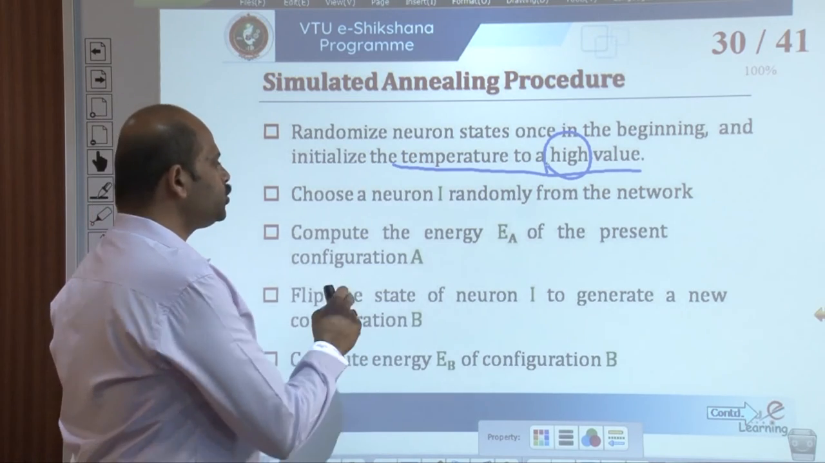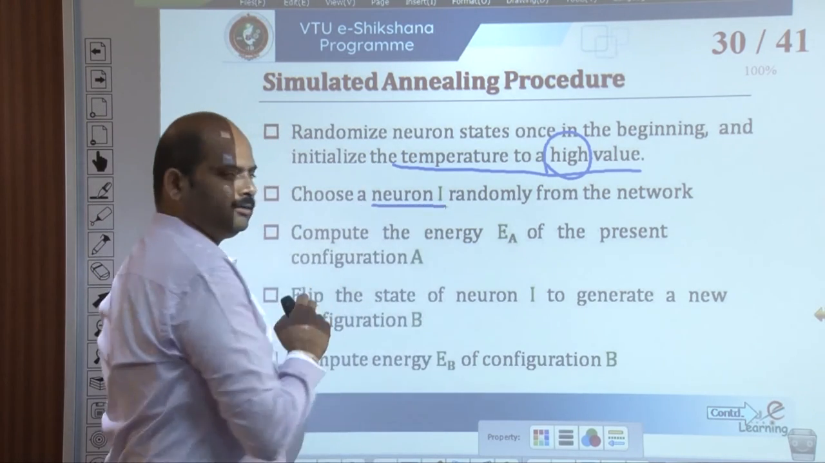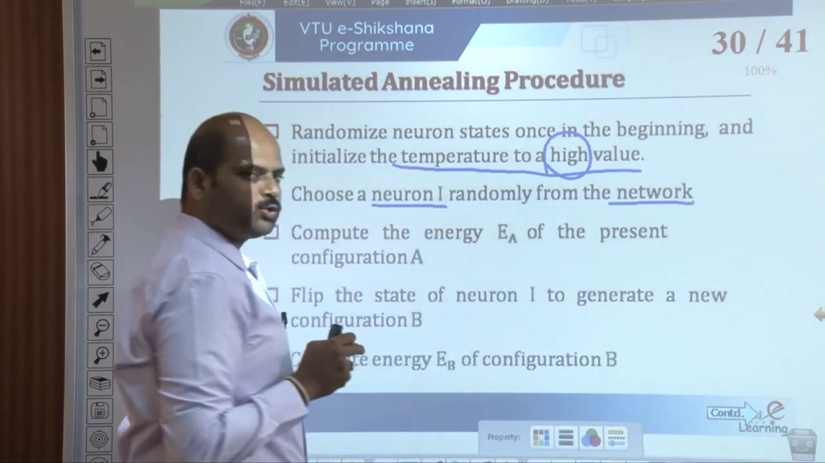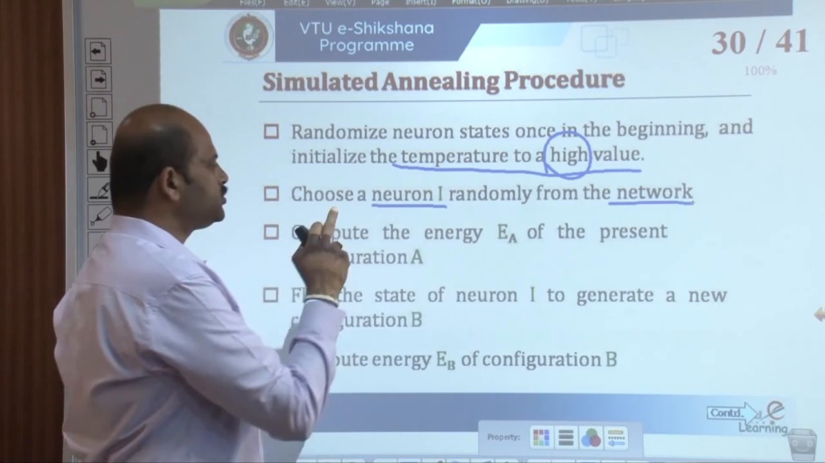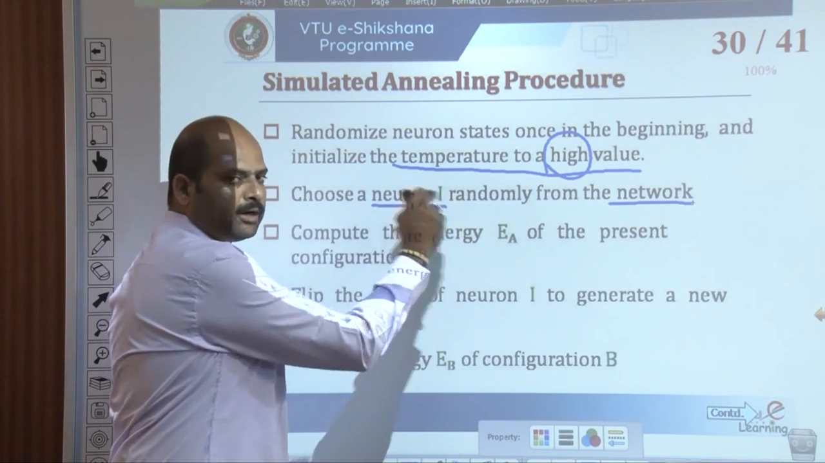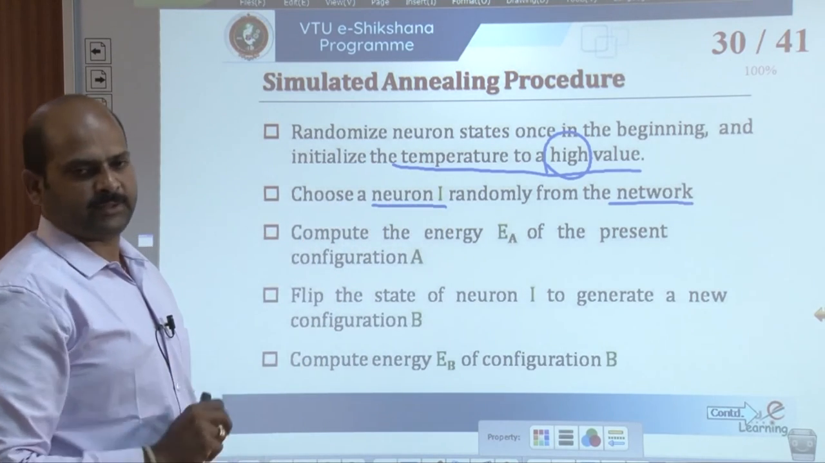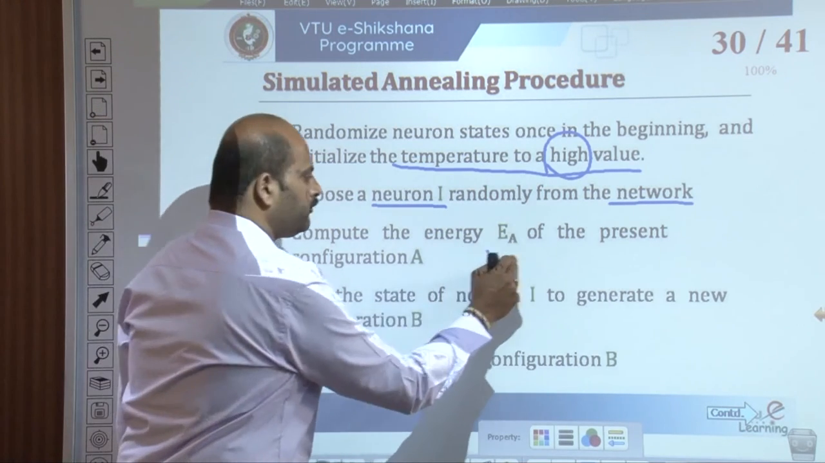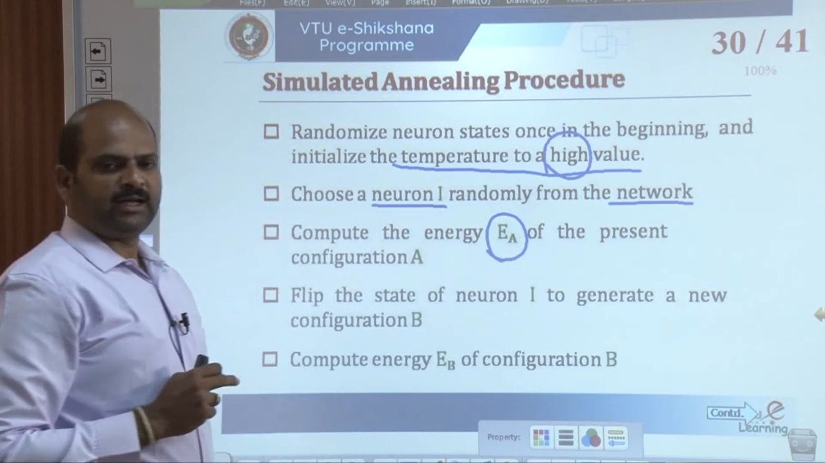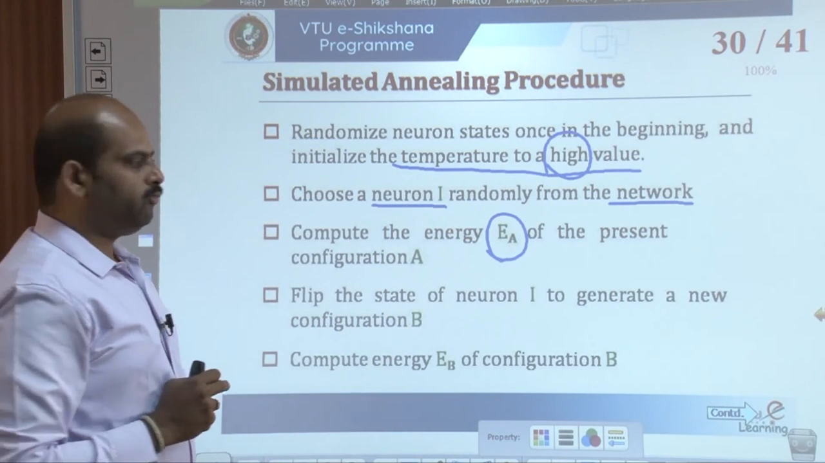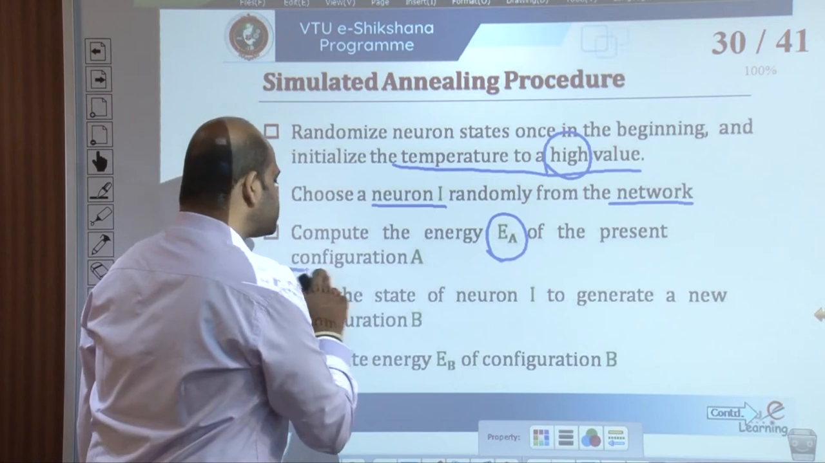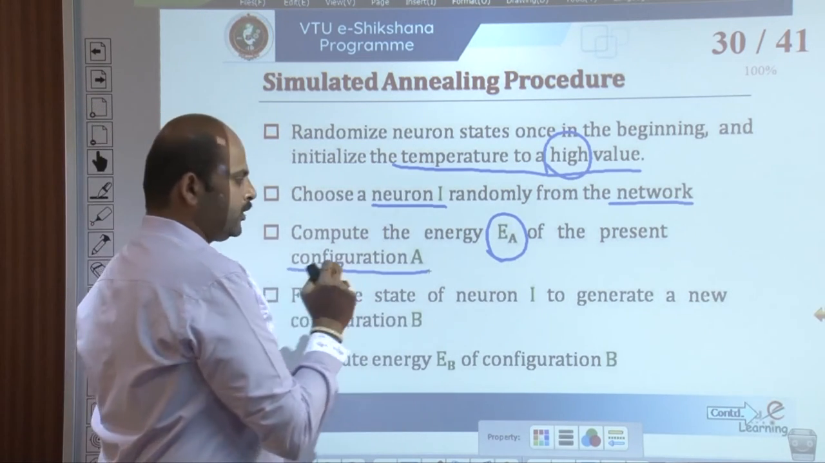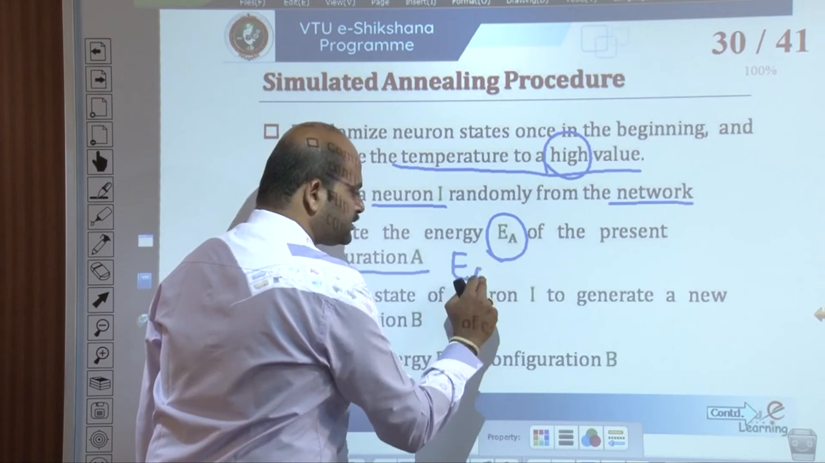Coming to the second step, we need to choose a neuron i randomly from this network. Whichever network you are going to use, from that network we have to choose an i value randomly. That is the second step. And then we have to compute the energy using this Lyapunov energy function for the present configuration, which has been identified as A, so that the energy becomes E_A.